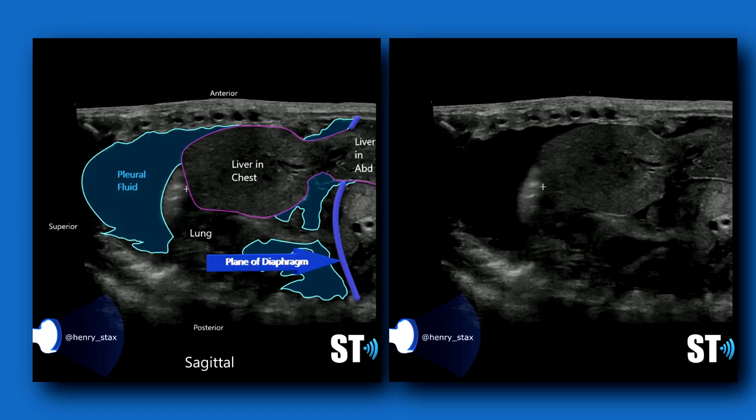Here's a case with labeling of a right-sided hernia. There was liver in the chest cavity as well as pleural effusion and a very small echogenic hypoplastic lung.